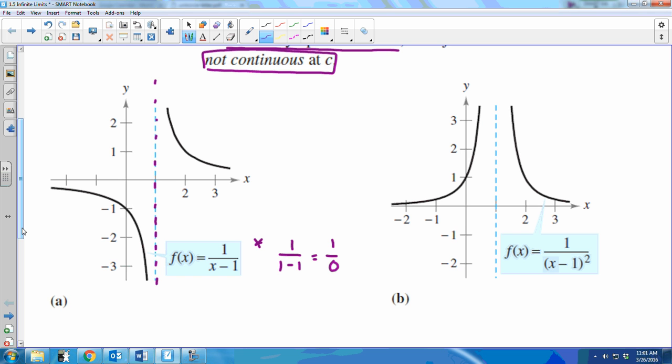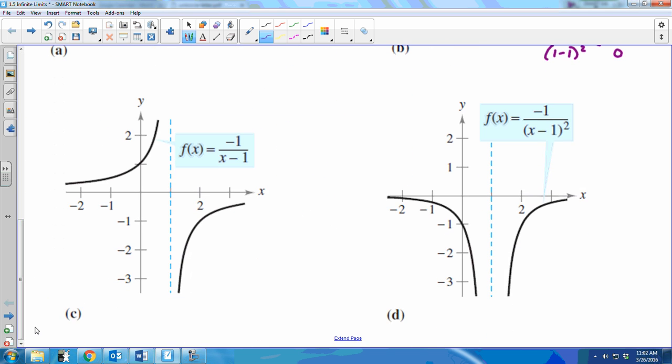Okay? Over here, another function, 1 divided by the quantity x minus 1 squared. Same thing, if I put 1 into the denominator, I have 1 over 0, can't divide by 0, and I can't simplify this, so I have a non-removable discontinuity at x equals 1, also a vertical asymptote.